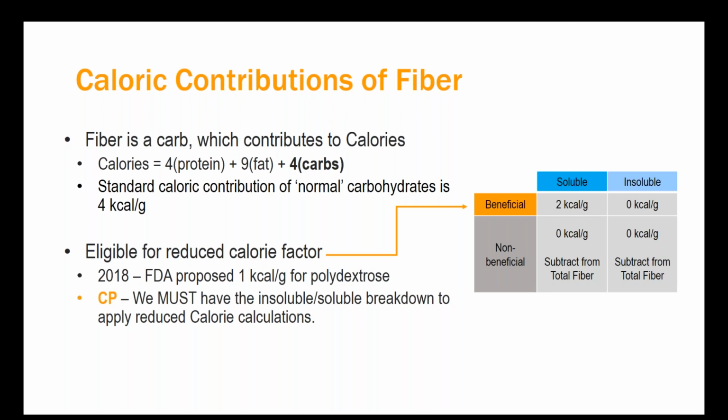The FDA has now said that beneficial soluble fiber can be 2 kcal per gram, and insoluble can actually be 0 kcal per gram. So that's really beneficial for those that are making fortified fiber products, things like that, to get your calories down. The only exception to that is in 2018, the FDA proposed that polydextrose be an exception. So it would actually be 1 kcal per gram if you're adding polydextrose.